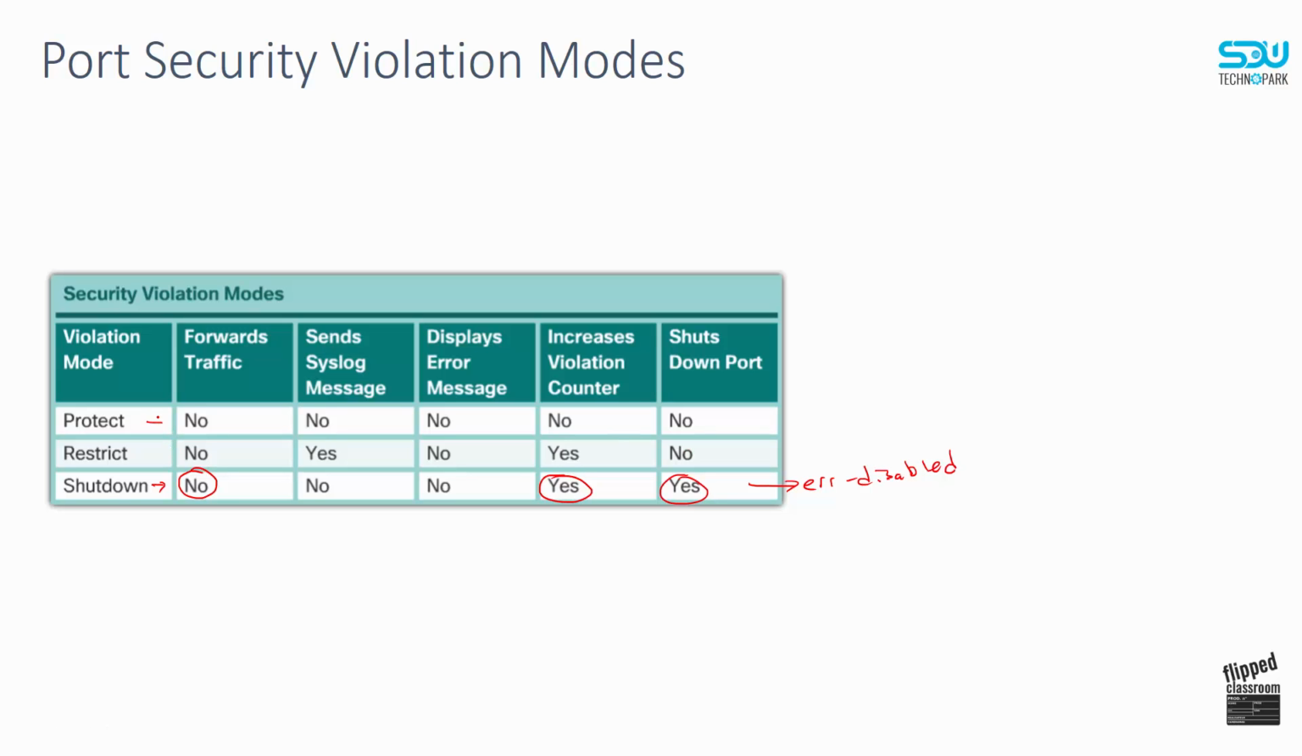Protect mode is also not forwarding traffic, not sending syslog messages, not showing any error display, and it is not increasing the violation counter, and it's not shutting down the port. The port is still working. And the only difference between protect and restrict is that restrict sends syslog messages and increases the violation counter, so that it can connect with the server and send the syslog messages to it, so that the server will understand how many violations happened, and it will be good for monitoring your network.